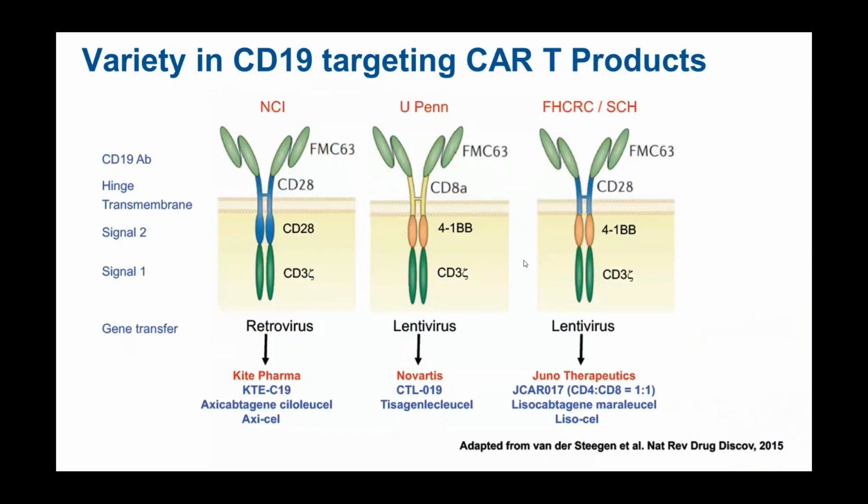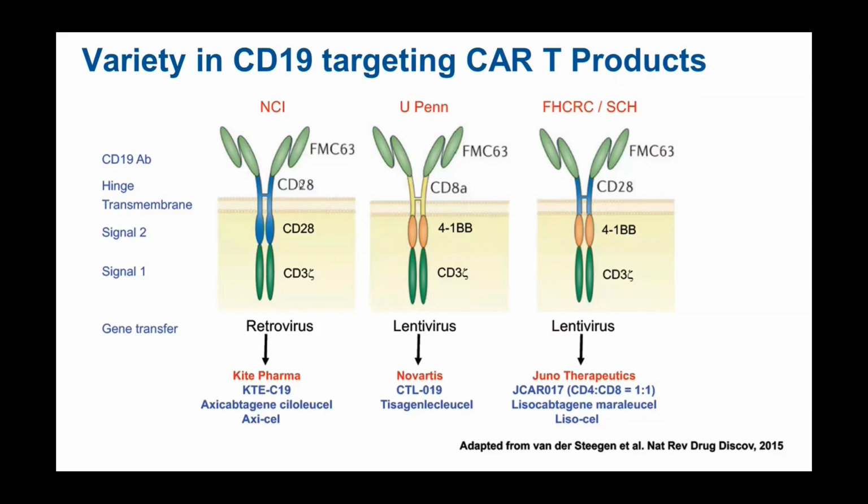Now, there is variety in the products, therefore, that are produced. And this slide just shows 3 of them, which are in common use. So these are all the CD19 targeting CAR T products, which are used in treating lymphomas, for example. So this first one here was developed at NCI and is the Kite Gilead product, so Axi-cel or Yescarta. And here we have the UPenn product, which was taken by Novartis and produced now and named as Kymriah. And then we have the Juno Therapeutics Lysocell product as well.